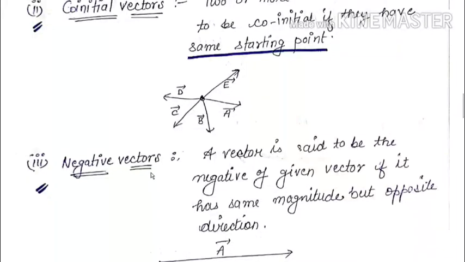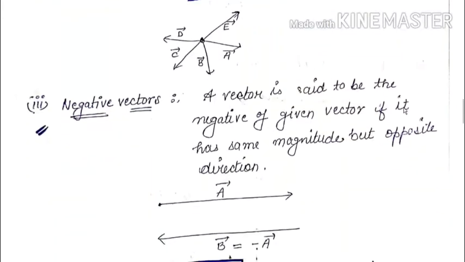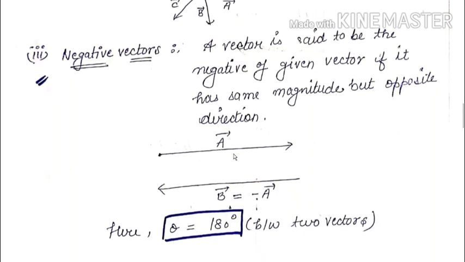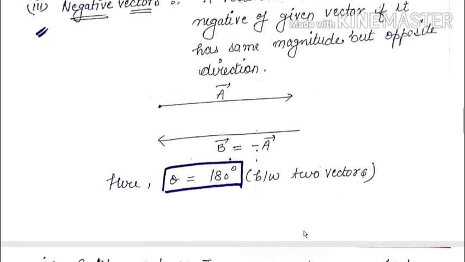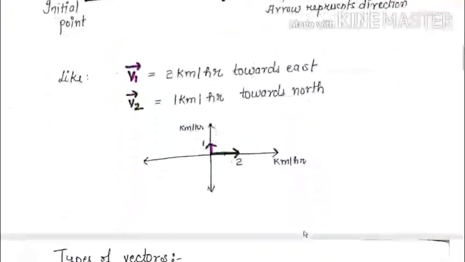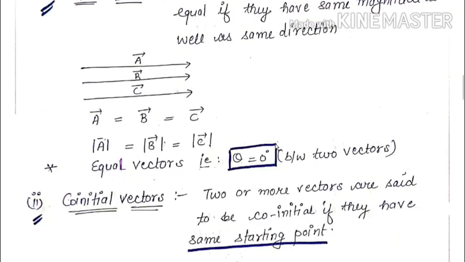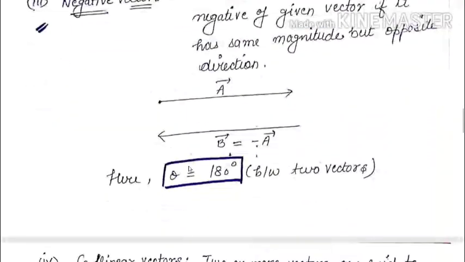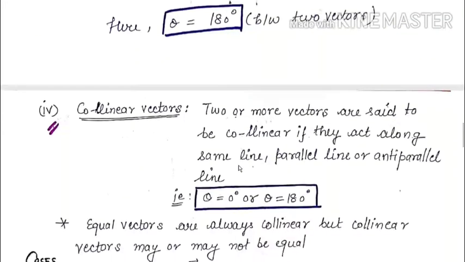Next is the negative vector. A vector is said to be the negative of a given vector if it has the same magnitude but opposite direction. That means this one is vector A and vector B is in this opposite direction. If A is towards east, then B will be towards west, or you can say that vector B is equal to negative of vector A. That means theta between the two vectors is equal to 180 degrees. These are the negative vectors. In the case of equal vectors, theta is equal to 0 degrees, but in the case of negative vectors, theta is equal to 180 degrees.